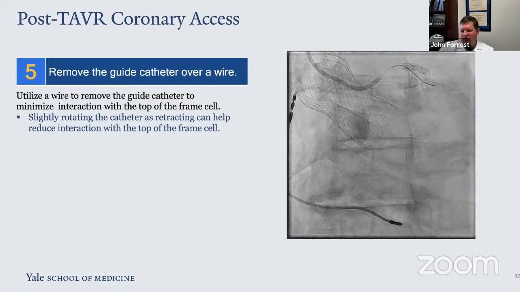So Azim, maybe I'll pause there. Any other guides? I mean, you do a lot of these. Any other advice for not only the structural folks, but the interventional folks who aren't doing these about how to engage?